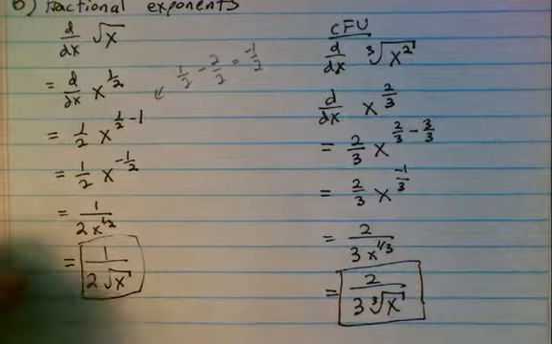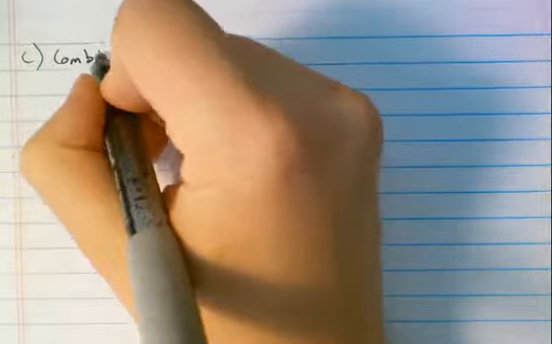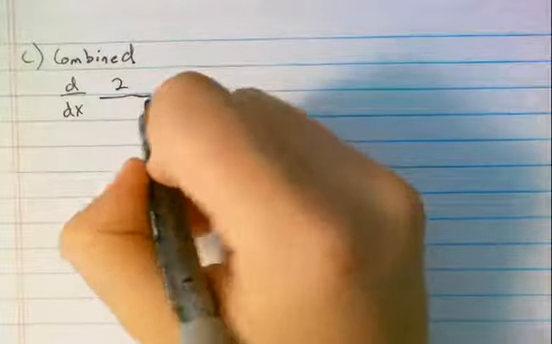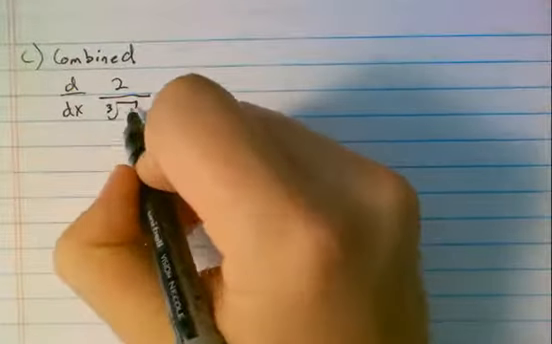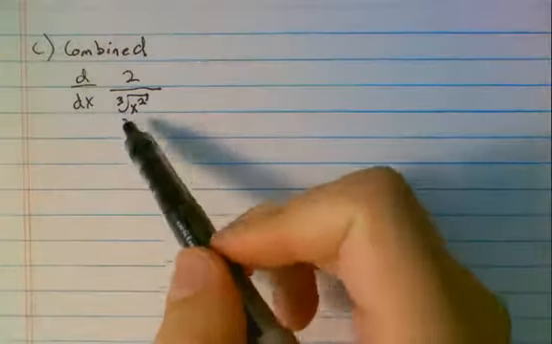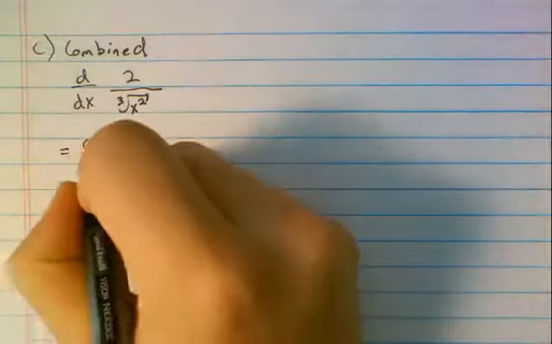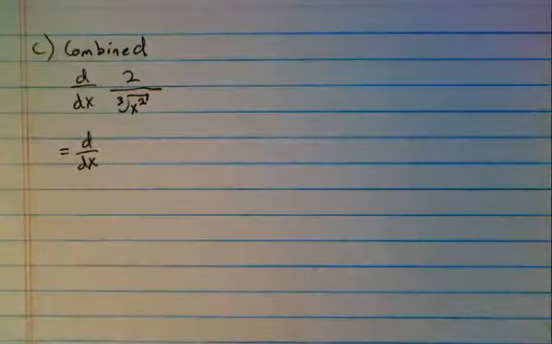We can also combine these. What if we wanted to take the derivative, let's say, of 2 over the cubed root of x squared? All we're going to do is rewrite this, but we have to rewrite both with fractional and with negative exponents. So still keeping the d dx, we haven't taken the derivative yet.